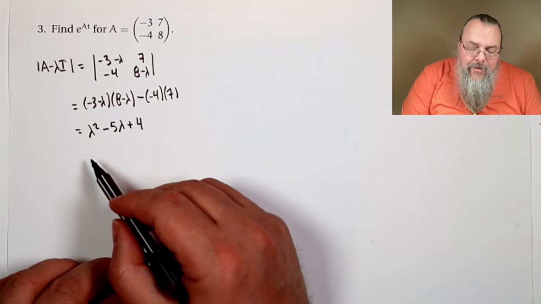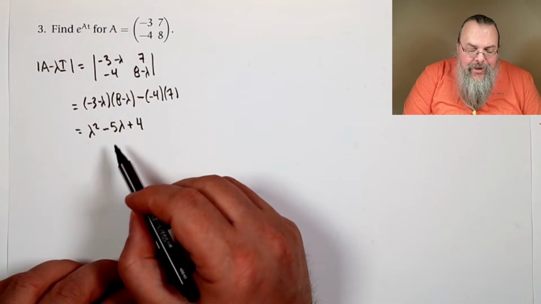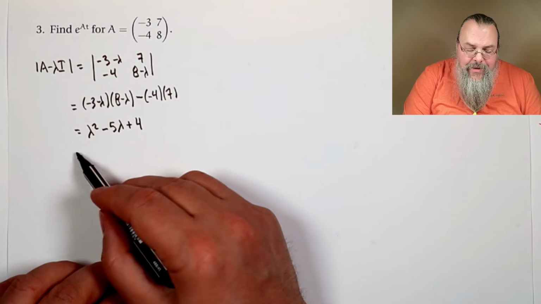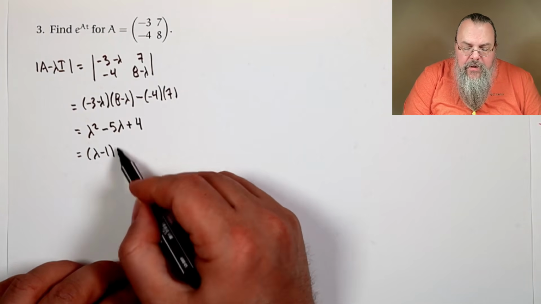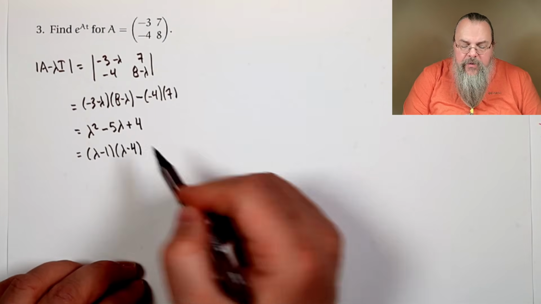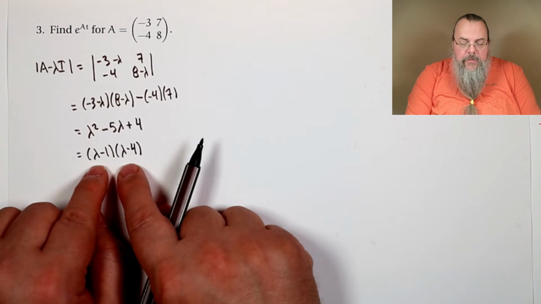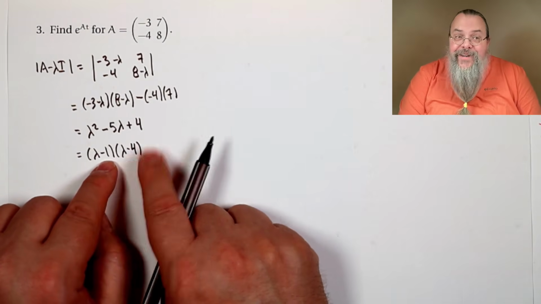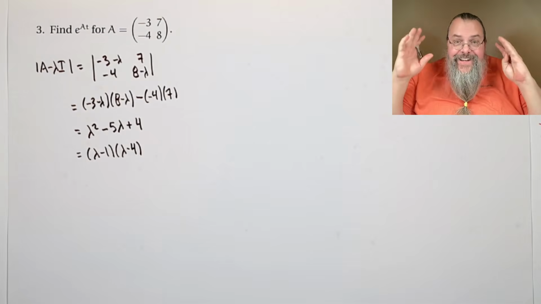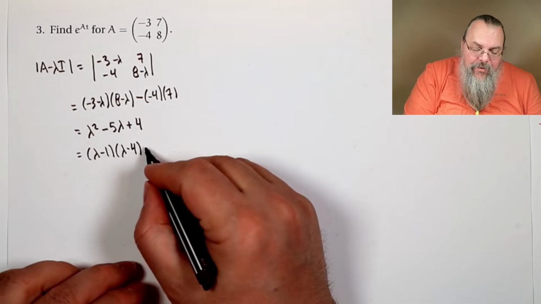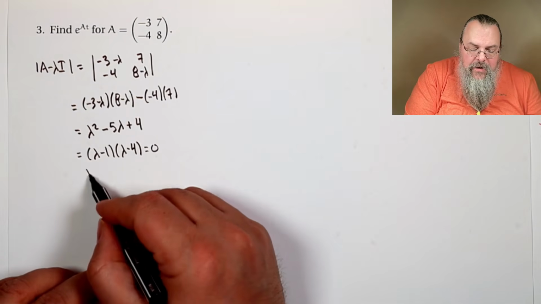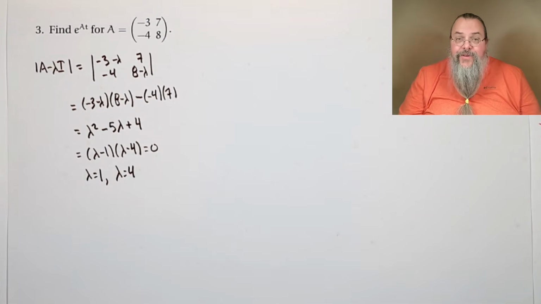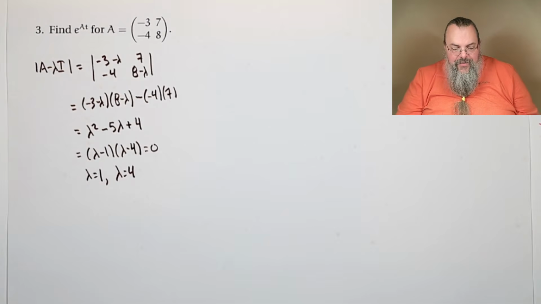And now, can we factor? Yeah, I think this one has a good chance, right? 2 things that multiply to 4 add to negative 5. I think minus 1, minus 4. So, or if you like, lambda minus 1, lambda minus 4. Let's check. Lambda squared, that's good. Minus 4 lambda minus lambda is minus 5 lambda. And minus 1 times minus 4 is 4. All right, nice. And since we set this equal to 0, we get lambda equals 1, lambda equals 4. Distinct real.